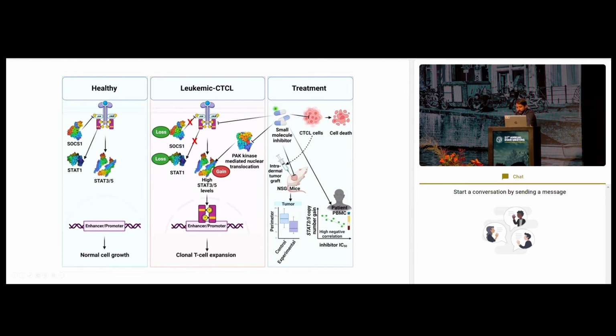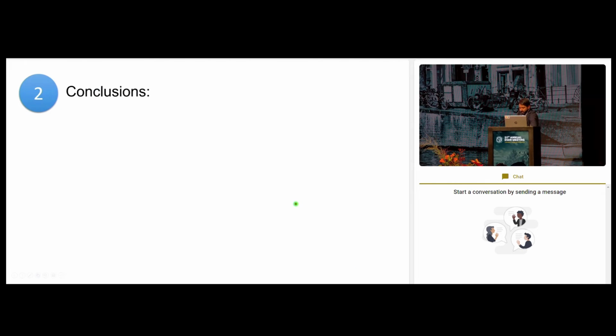So what our drugs are doing, these small molecule inhibitors, either the direct STAT3/5 inhibitor or the PAK kinase inhibitor, is blocking PAK, or directly stopping STAT3/5 by degrading it. If PAK is blocked, it is not able to shuttle STAT3/5 from the cytoplasm to the nucleus, which results in cell death. This is shown in our mouse model, and also in the ex vivo condition, where it shows a quite high negative correlation.